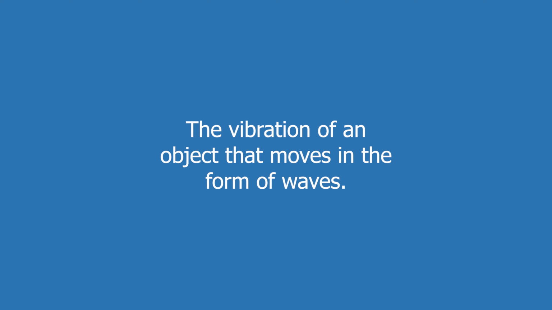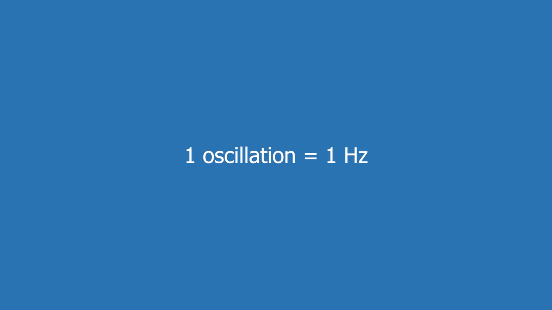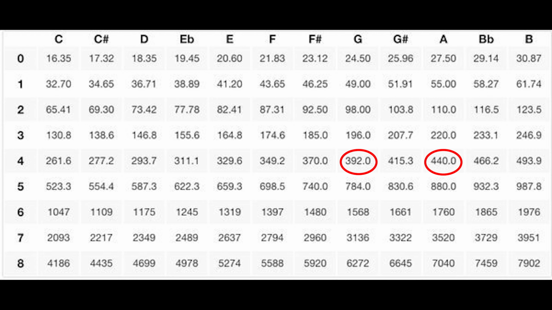Sound, in physics, is a vibration that moves in the form of waves. The number of oscillations that a sound wave completes in 1 second can also be represented as 1 hertz. For each frequency, there is a note that corresponds to it. For instance, the frequency of the note A would be 440 Hz. The frequency for the note G would be roughly 391.995 Hz.